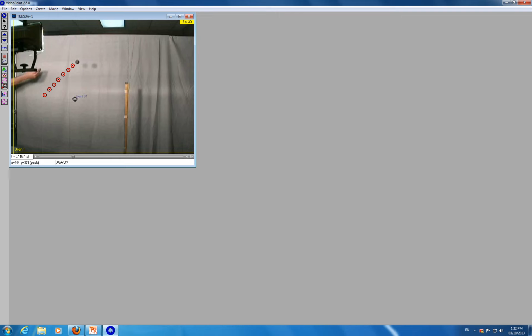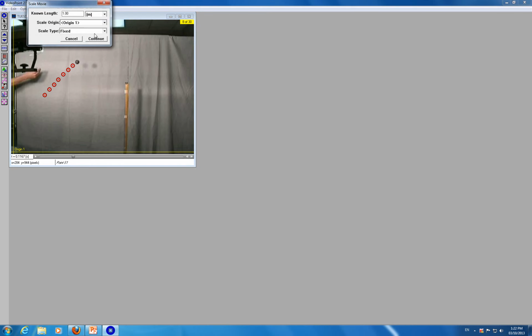Now the next thing you do, once you've done that, is you do have to give the movie a scale. Because other than the hand, if it wasn't for this hand in here, you really wouldn't know anything about the size of this ball. It could be very big or very small. In fact, you couldn't tell. It could be a planet going through there for all you know. So what you have to do is you go up to movie and you go to scale movie.